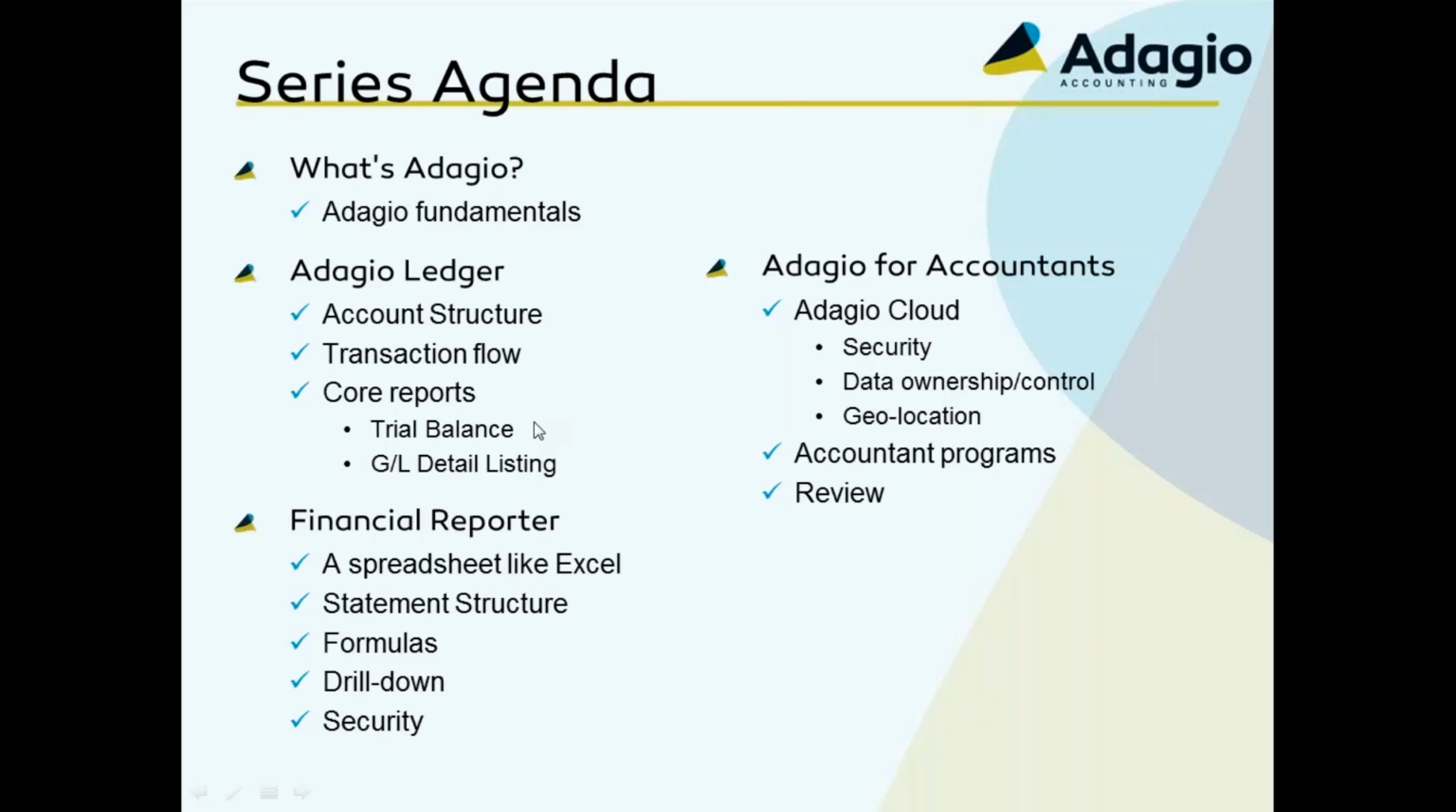I'll do a little bit of Adagio fundamentals. We've covered that quite a bit at the end of 2016, and I'm going to focus on just the GL and the financial reporter in Adagio, because that's the main module used for client write-up, and also is where most people go when they're doing an audit and getting ready for an audit. So I'm going to talk about that.